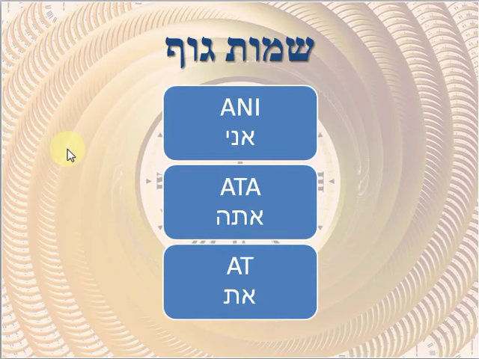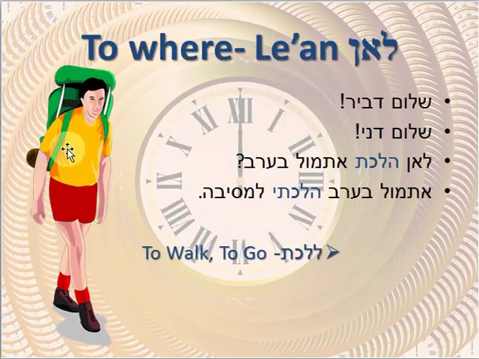Let's read this small short conversation between two friends, Dvir and Dani, and we will see how we can actually use this infinitive, as you can see here, lalechet, which means to walk or to go. Okay, so let's start.